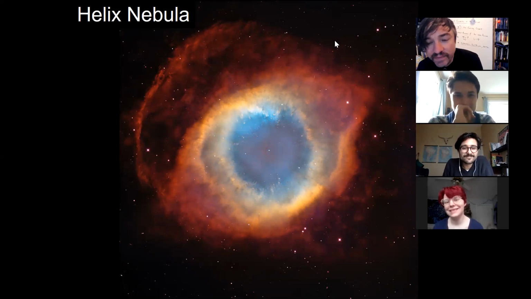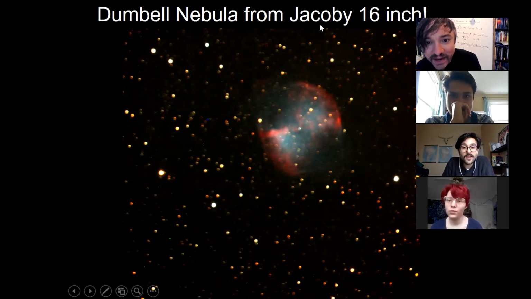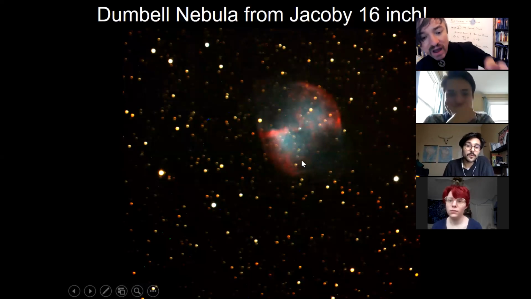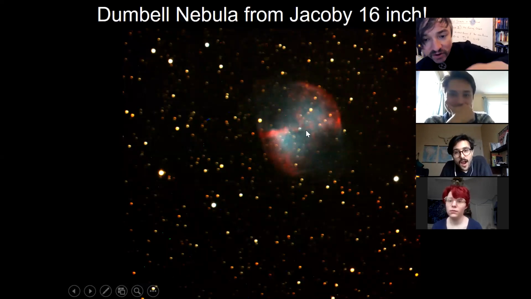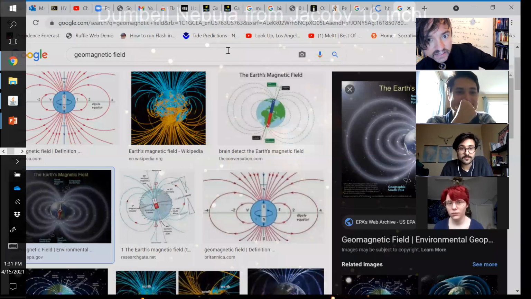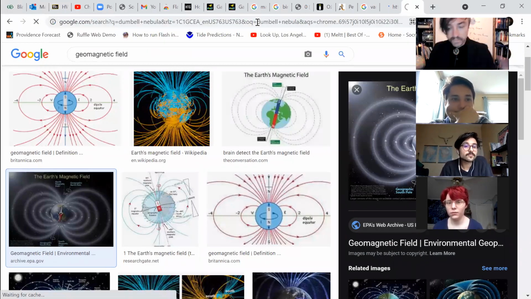I've even tried to image some of these nebulae myself. This one I did with a bunch of students two years ago. It's the Dumbbell Nebula, and we did this right from the Jacobi 16-inch. We composited about 30 pictures. Now, okay, so we're not the Hubble Space Telescope, but compare this to a much better version. So this is our version of the Dumbbell Nebula, and here is the Dumbbell Nebula.